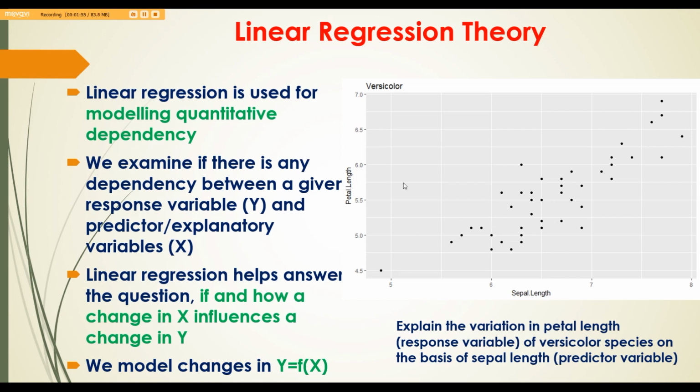But essentially, here is our x and y, and what linear regression will help us do is to explain the variation in petal length, which is the response variable on y, of versicolor species on the basis of sepal length, the predictor variable. So we will be able to explain if the variation in sepal length can influence petal length in a meaningful or a statistically significant way or not.